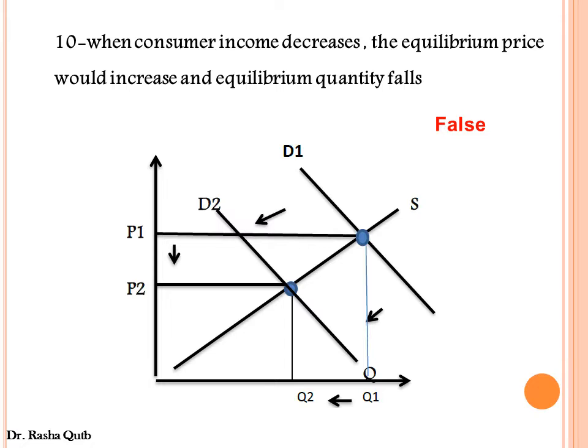In our case, the consumer income decreases. In this case, the demand for our product would decrease. This is shown graphically by shifting the whole demand curve to the left from D1 to D2. This causes the equilibrium price to decrease from P1 to P2, and the equilibrium quantity would decrease from Q1 to Q2. So when consumer income decreases, the equilibrium price would decrease and the equilibrium quantity falls.